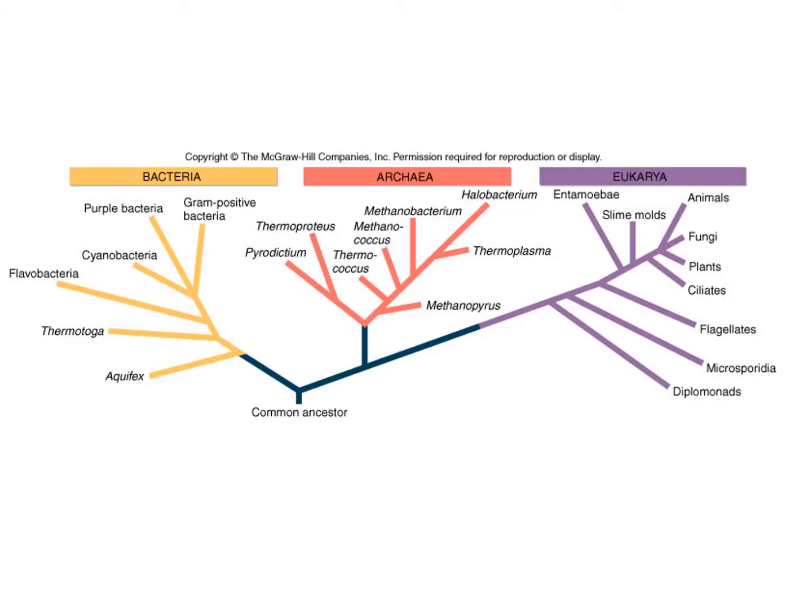Evolutionary histories are presented visually in the form of branching diagrams. We call them phylogenetic trees or evolutionary trees. And this is a big one. It is based on the three domains of life. So each major branch here essentially represents kingdoms within the domains.